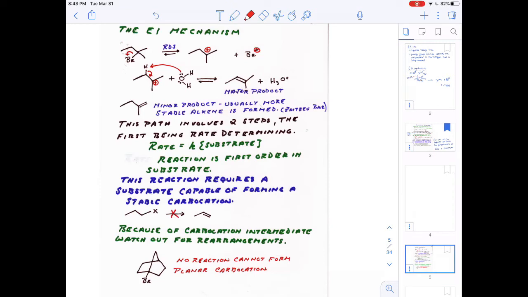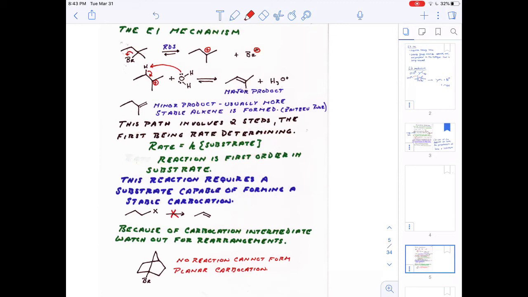Okay. So he says that this path involves 2 steps, the first being rate determining, and the rate is only dependent on the substrate. This is important. I would definitely write this down. The concentration of the substrate, I meant. The rate depends on the concentration of the substrate. Okie dokie. This reaction requires a substrate capable of forming a stable carbocation. Okay, this is also another important point.